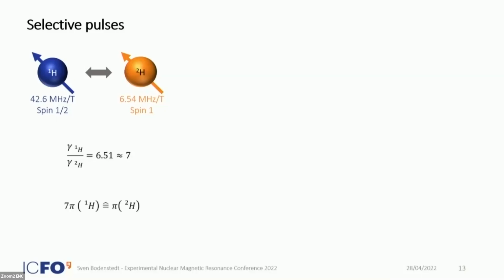So in other words, if you apply a 7 pi rotation on protons, that would effectively be a pi rotation on deuterium. So you have your spins aligned along the z-axis, and then you apply a field along the x or the y-axis for a certain amount of time, and that will effectively rotate both spins.